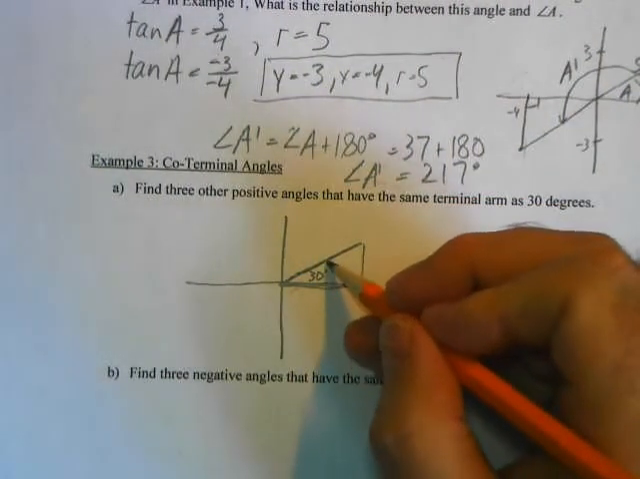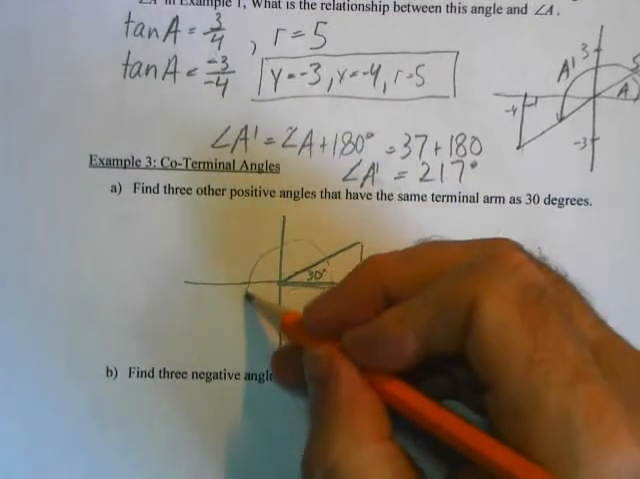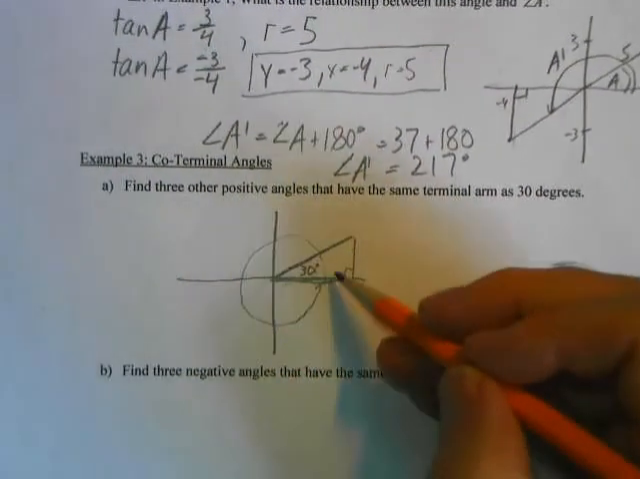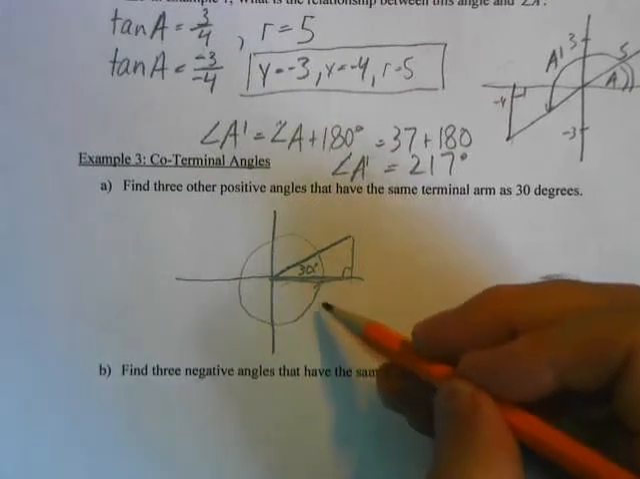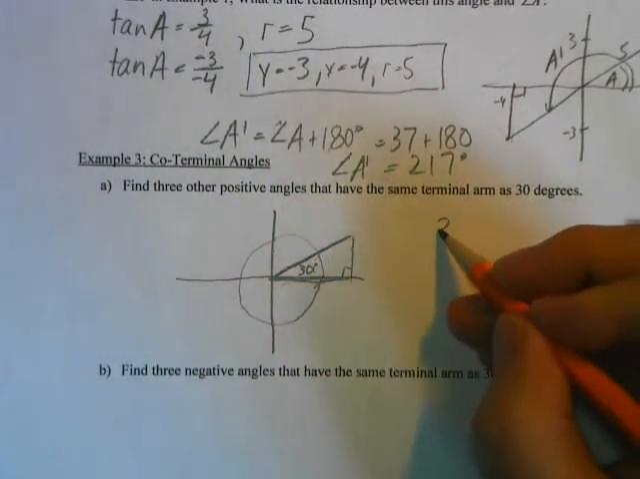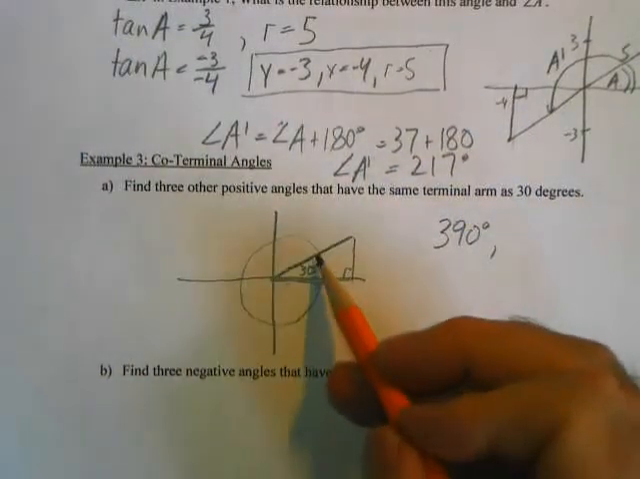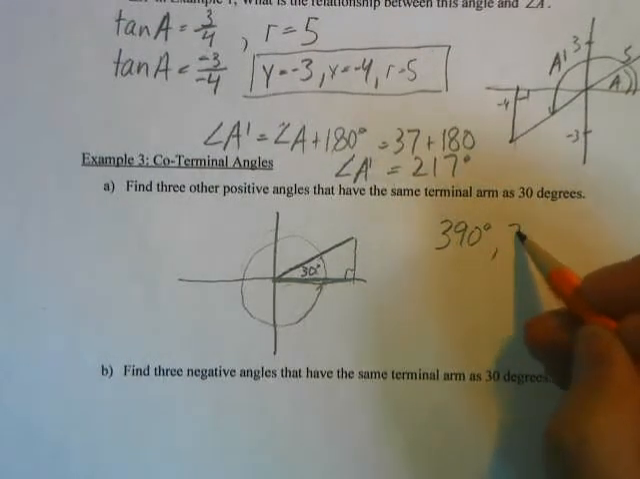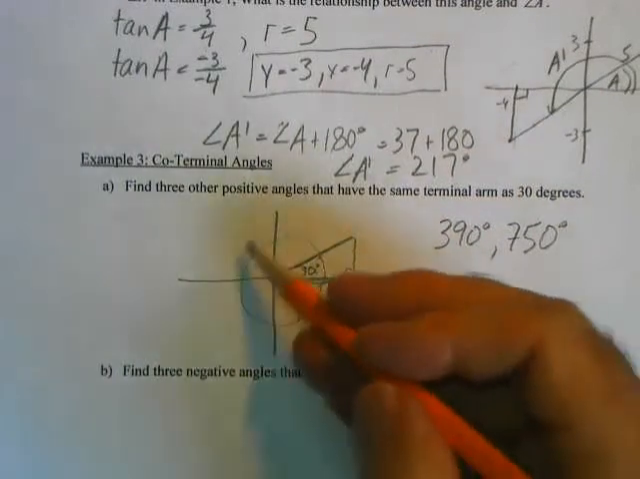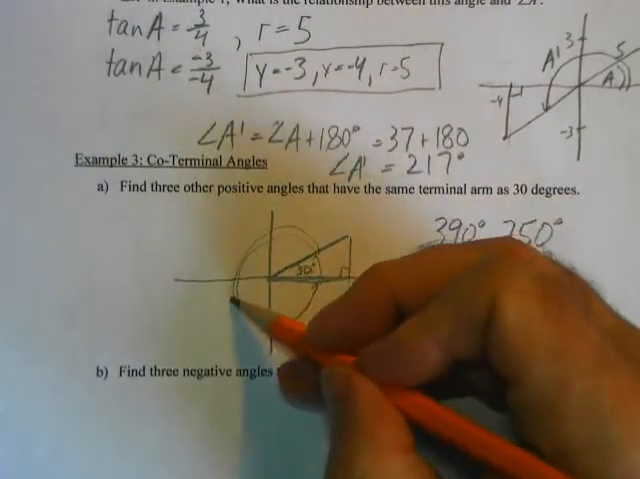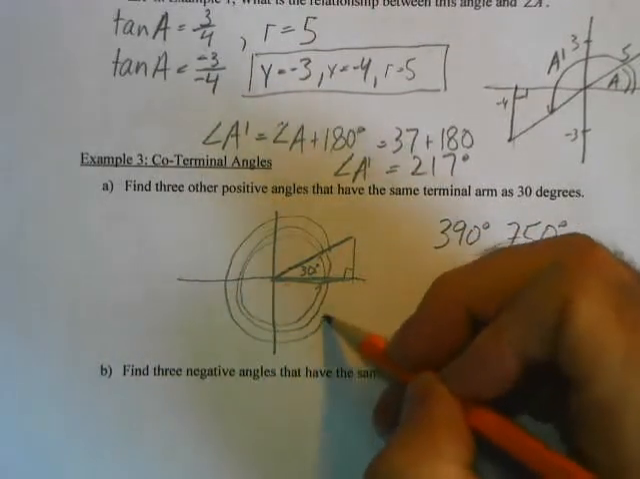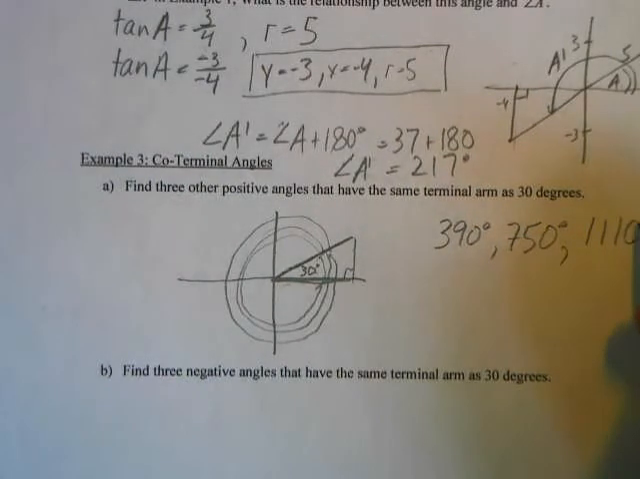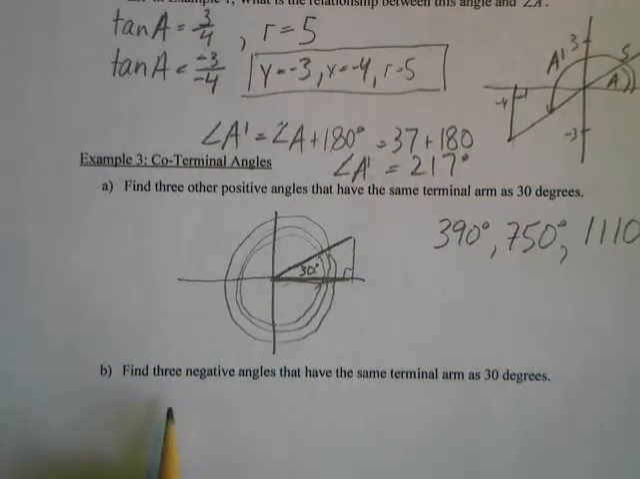So instead of just stopping the first time I get here, if I just kept going around, that angle would be 30 degrees plus a whole rotation. So go all the way back. 30 plus 360 is 390. If I go around another time, there's another 360. So just keep adding multiples of 360. That would be 750 degrees. Go around a third time, add another 360. So that's 1,110 degrees.